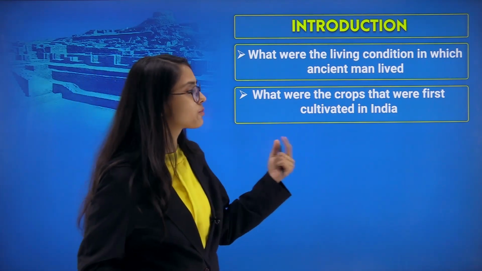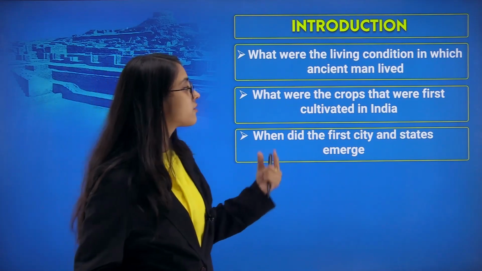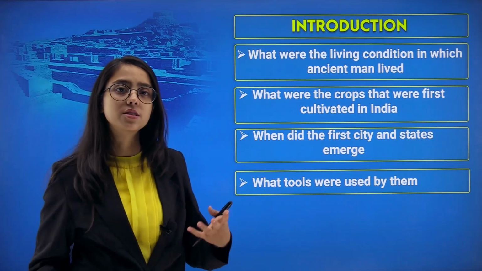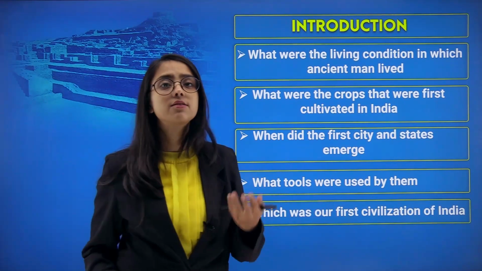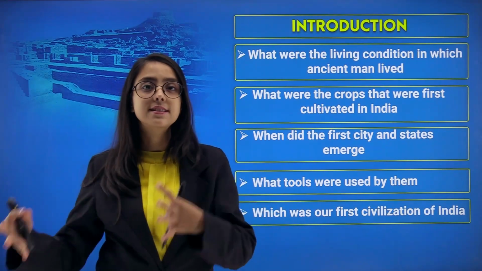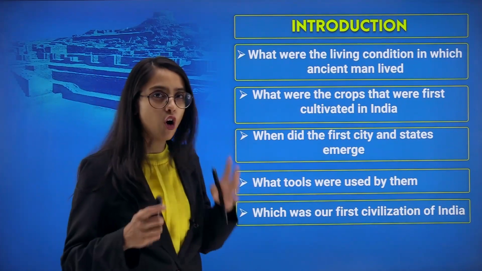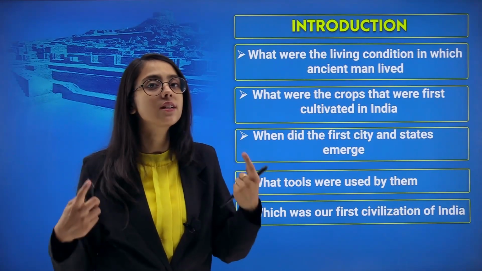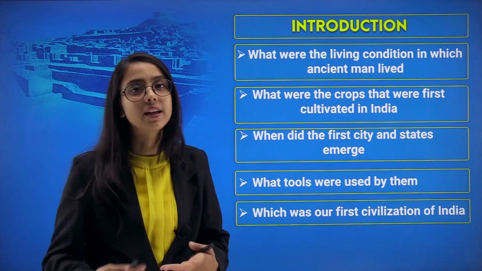What were the crops that were cultivated in the Indian subcontinent? When did the first cities and states emerge? What kind of clothes and tools were used by these people? Which was one of the first civilizations of India? How did civilization, men, cities, towns, come into existence? These are some common questions that we all must have in our hearts deep down as to how did it all start? There is a big question mark on how it all began.